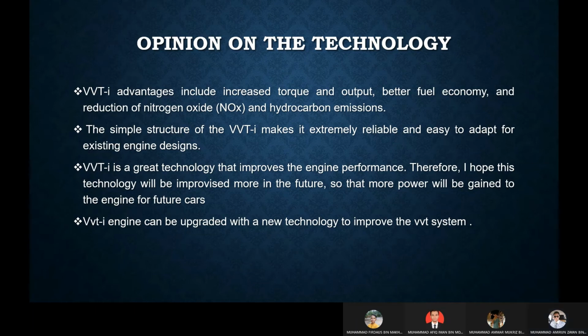Therefore, I hope it will improve more in the future so that more power will be gained by the engine for future cars. For the last opinion, the VVT-I engine can be upgraded with new technology to improve the VVT-I system. Okay, next.